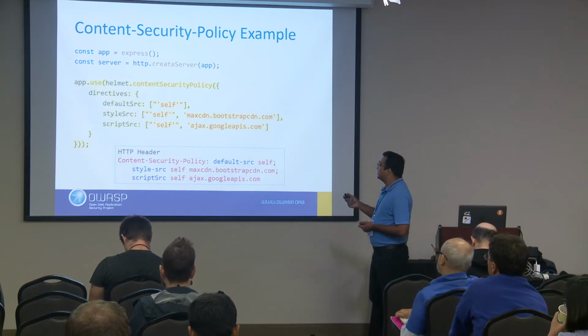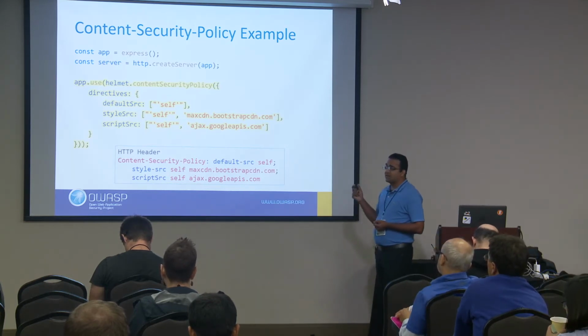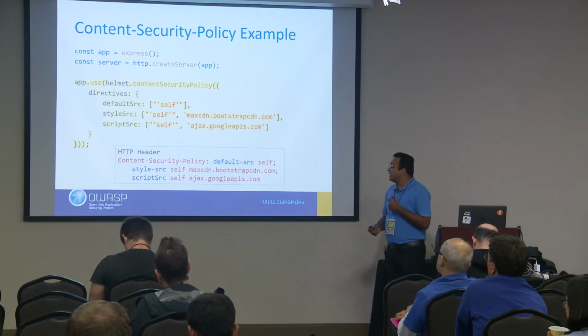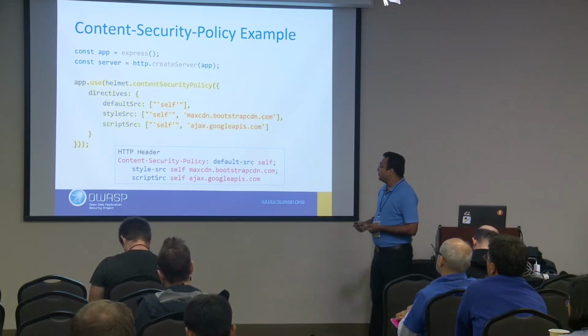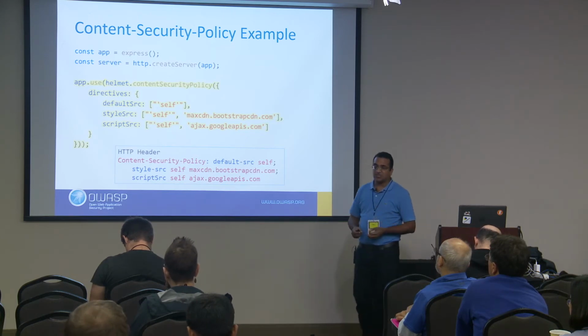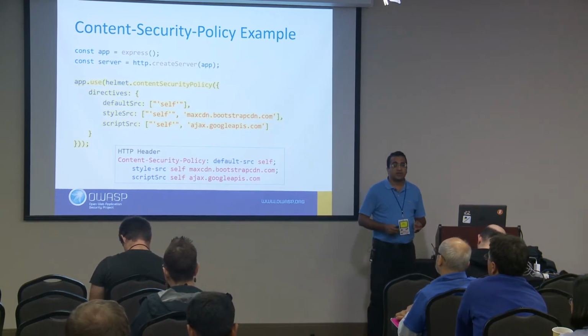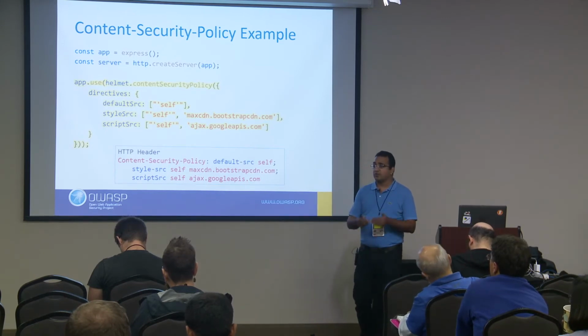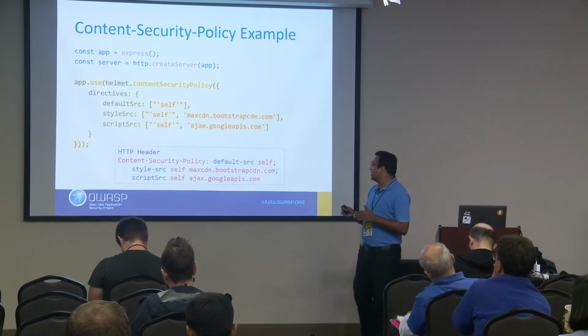So here, in the example, what I'm doing is defining the valid sources for my scripts as well as for my style sheets, and for everything else like your images, fonts, iframes, I'm saying only allow those things to be downloaded from my website, reject everything else.